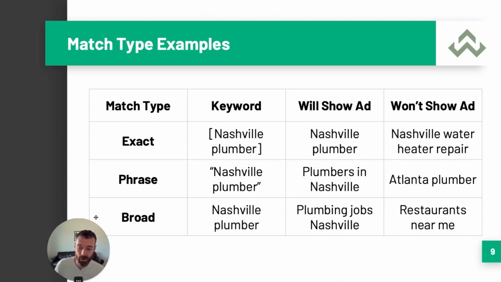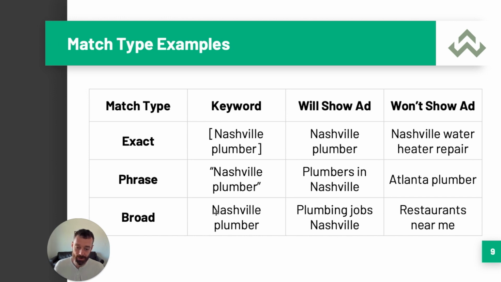Phrase match, basically somewhere in the middle. Nashville plumber, plumbers in Nashville, semantically different, but they know what you were getting at, so that will trigger your ad. Atlanta plumber, obviously the location's different, so that will not trigger your ad. Broad, this is where it gets a little dangerous, not knowing about match types. Broad certainly has its place, but you need to use it the right way.